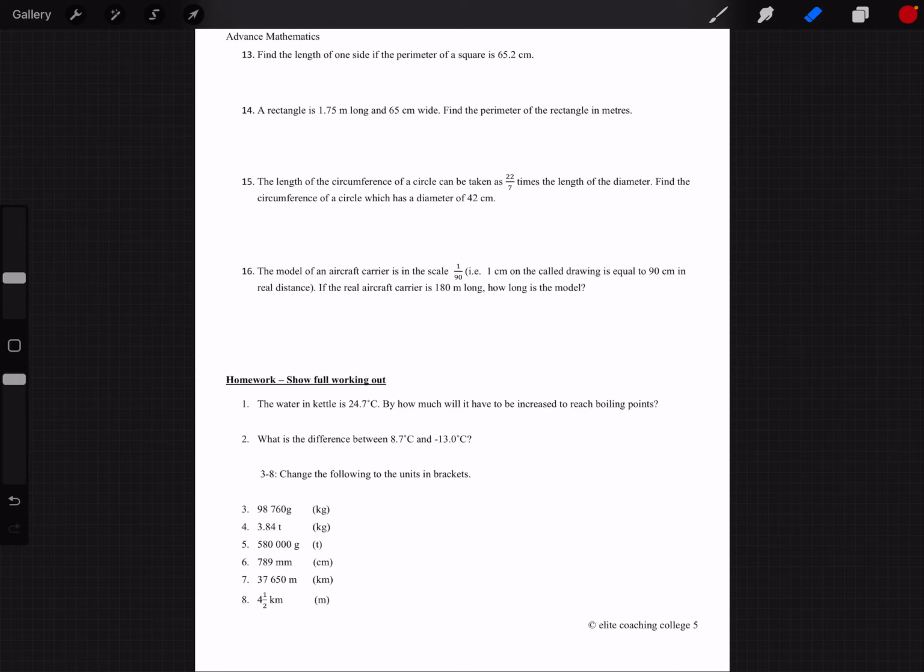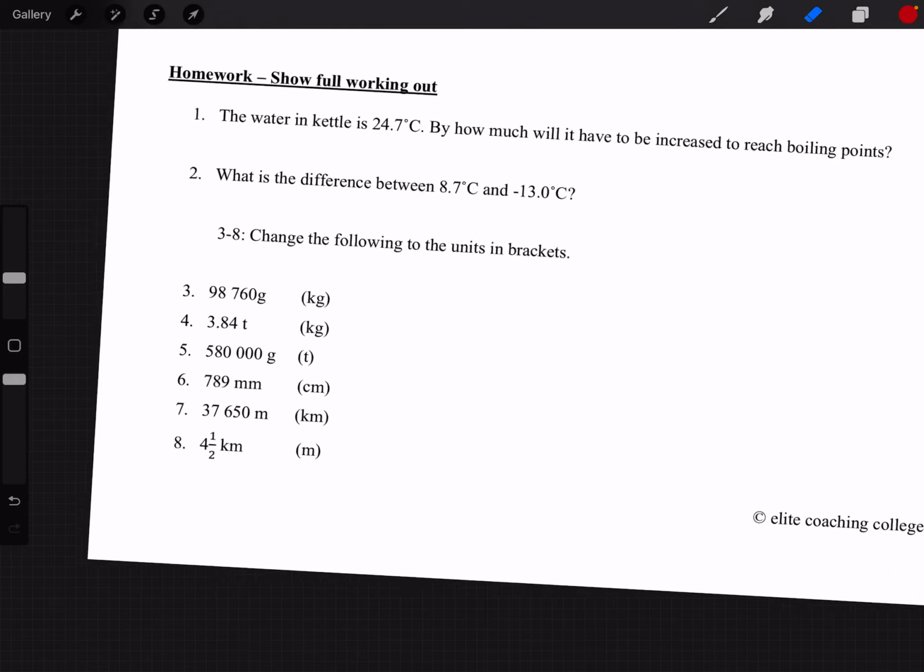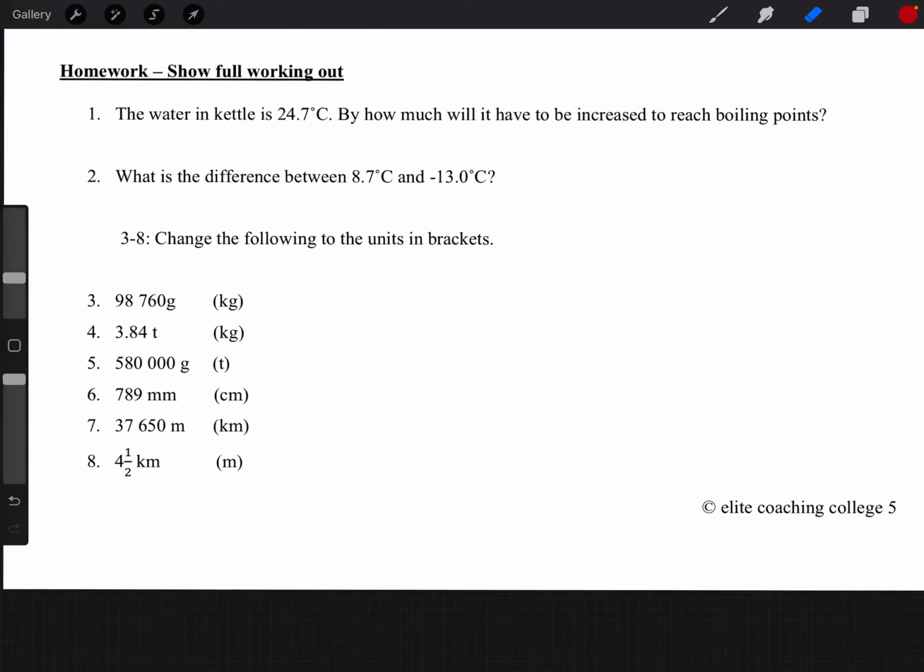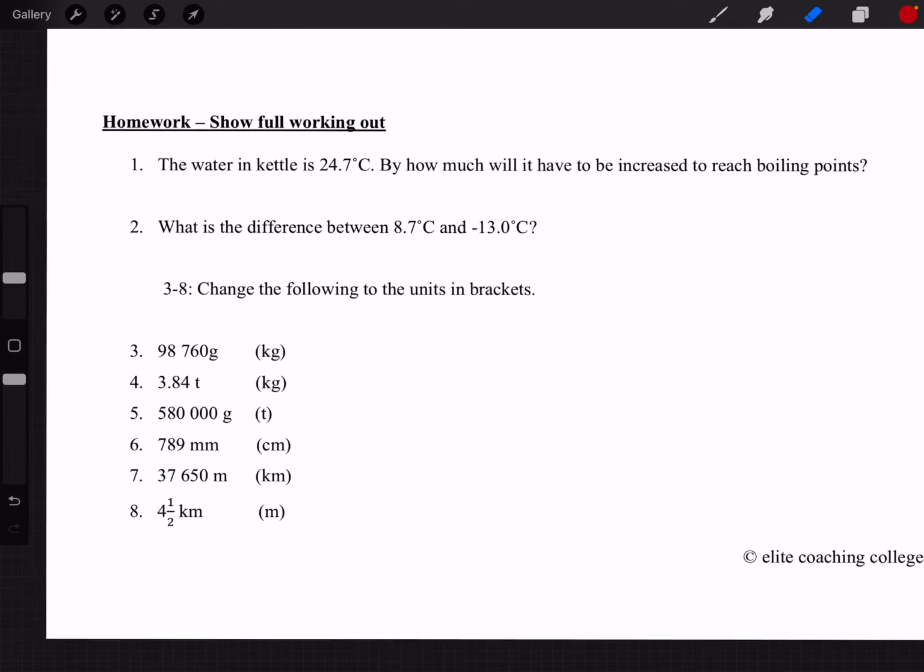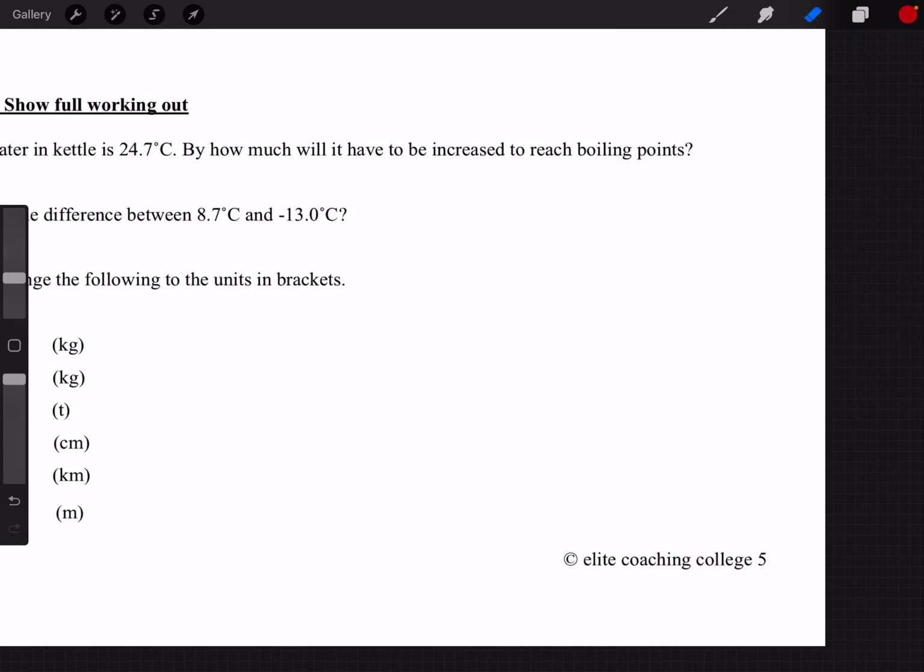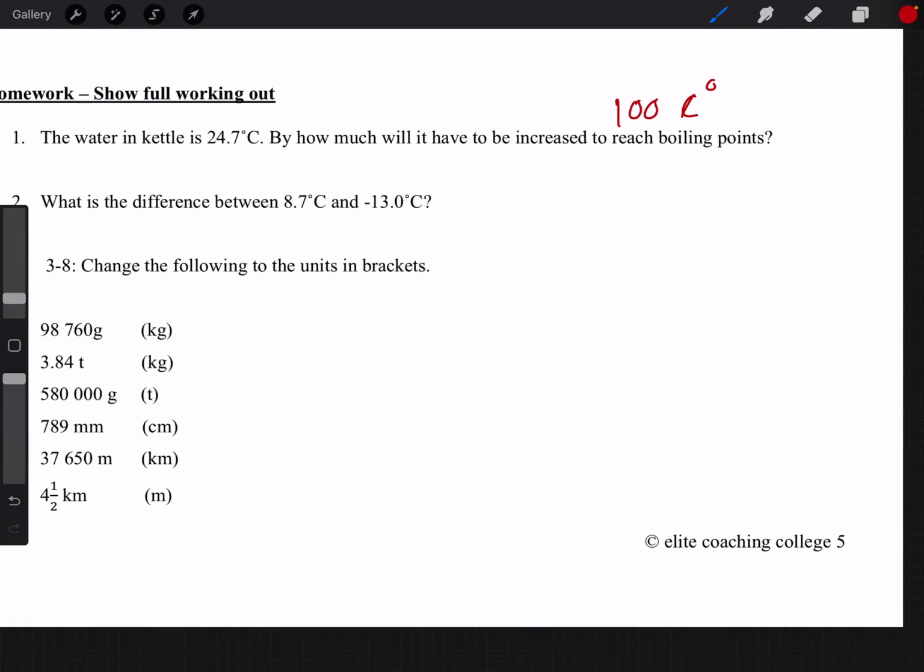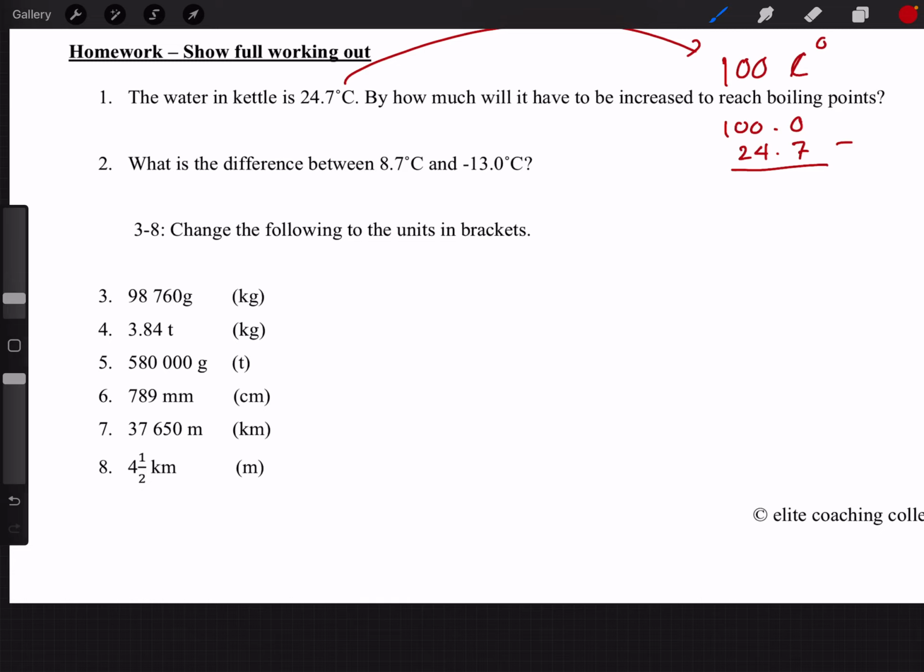Now on page 5, it says the water in the kettle is 24.7 degrees Celsius. By how much will it have to be increased to reach boiling point? So boiling point means 100 degrees Celsius. By how much more do we need to go from there to there? You do a subtraction: 100.0 take away 24.7. Work it out. What's the difference between that and that?